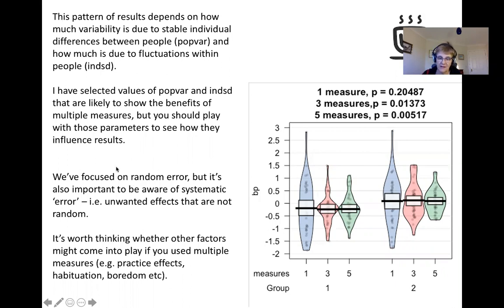The other point to make is that I've focused just on random error, but it's also important to be aware of systematic error. So it's not necessarily always a good thing to get more and more data, because you might then get changes in what you're observing, which are more systematic. So you might, for example, if you're measuring memory or something, start seeing habituation effects. You might start seeing effects as people become less anxious or more bored.